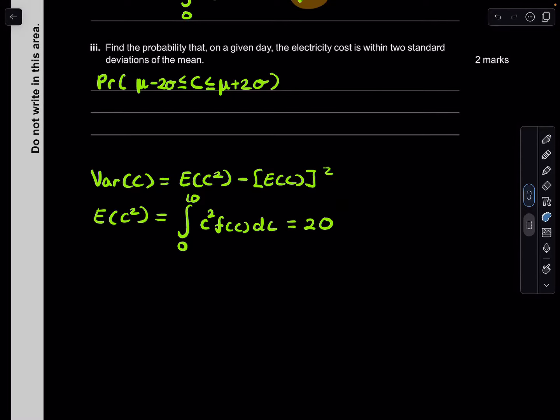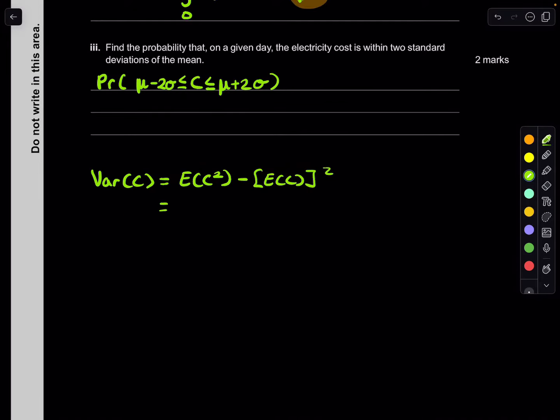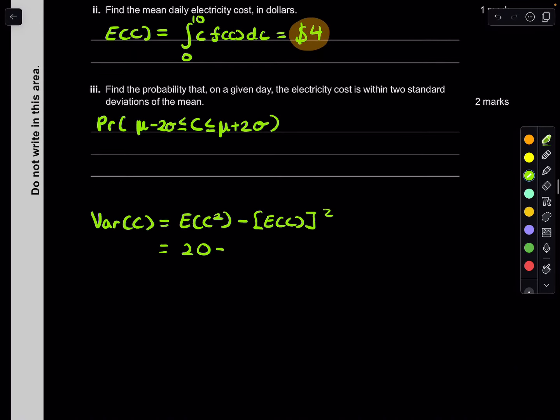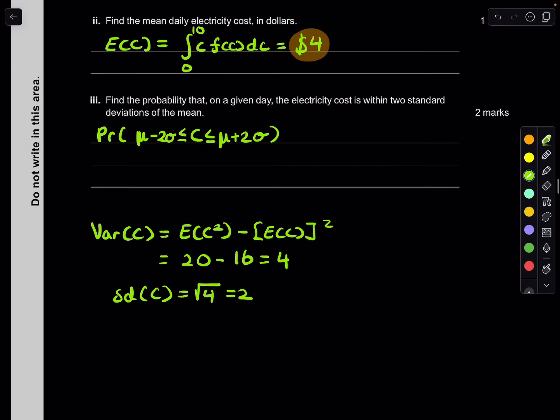Now we've got that, let's rub this out. So we got 20, minus your expected value squared. Your expected value is 4, which squared is 16, which gives you 4. So the variance is 4. Done. Now remember, your standard deviation is just the square root of your variance. So the square root of 4 is 2. We found our standard deviation, which is 2.